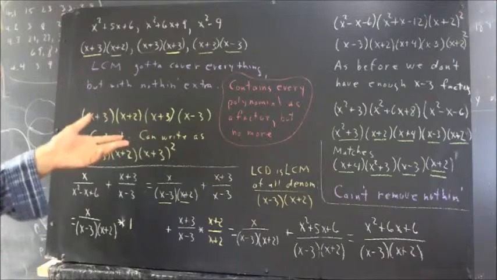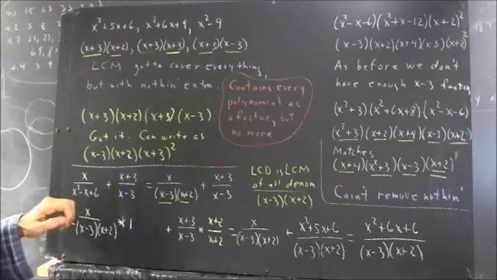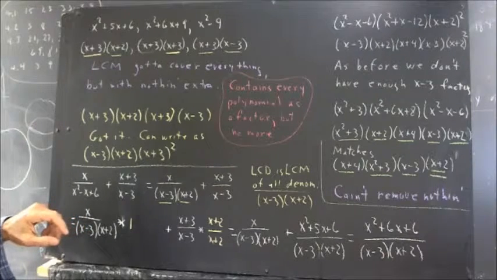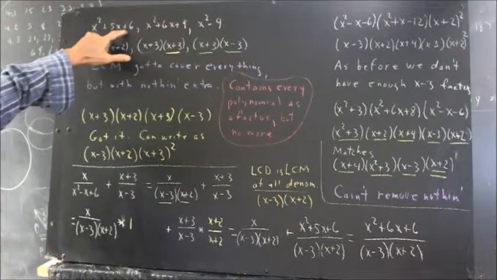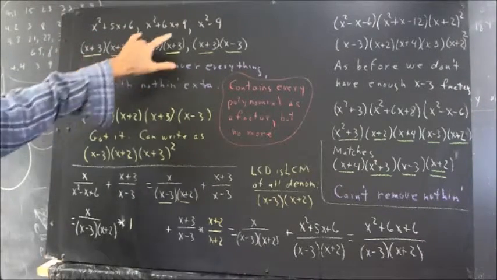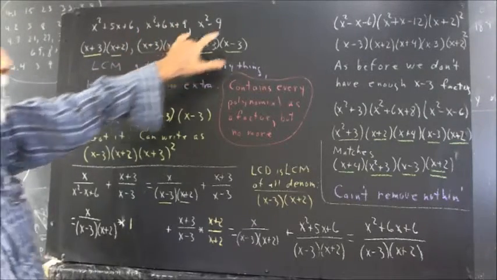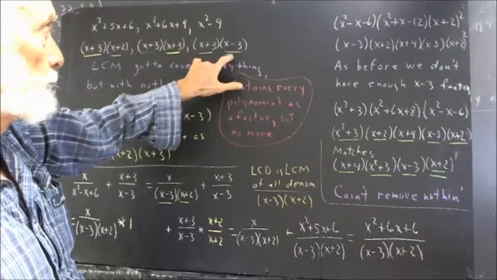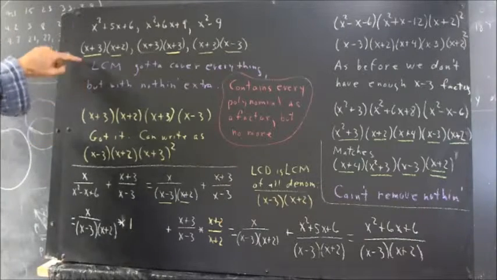It's very straightforward. I'm kind of using the same polynomials. This is just for class discussion, so we don't have to get too tricky with our factoring. Okay, x squared plus 5x plus 6 factors as this. I'm not going to read it to you. x squared plus 6x plus 9 this way. x squared minus 9 this way. So our least common multiple, well, let's just start.